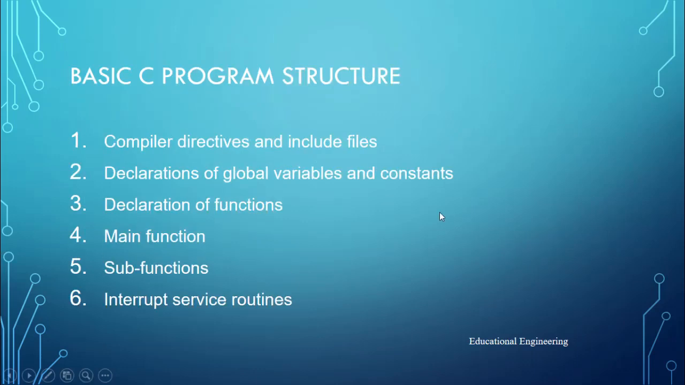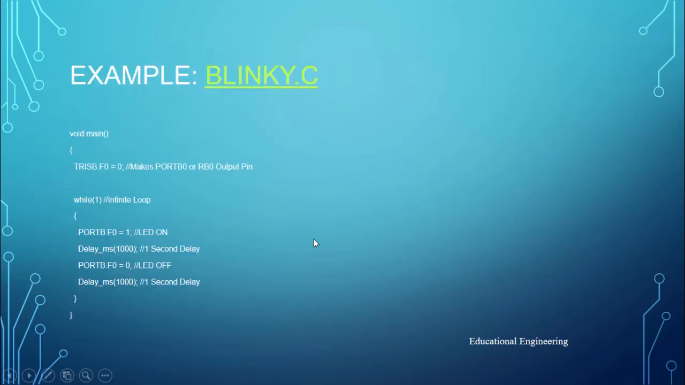To make this more clear, let's see the basic C program structure. First, there are the compiler directives and include files. Then there is the declaration of global variables and constants. After that, we have the declaration of functions. Then we have the main function, which we saw in the previous lesson, and we have subfunctions in addition to interrupt service routines. This is the basic structure of any C program.